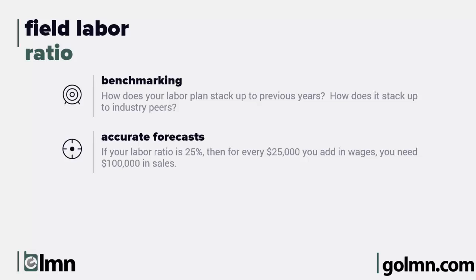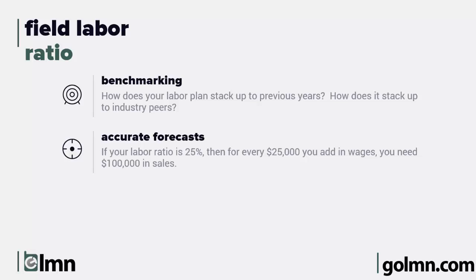So for example, if your field labor ratio was 25% and I wanted to add 1 laborer at a $25,000 wage, I'm going to need to have that labor generate about $100,000 in sales to make my numbers work, to stay at the right field labor ratio.